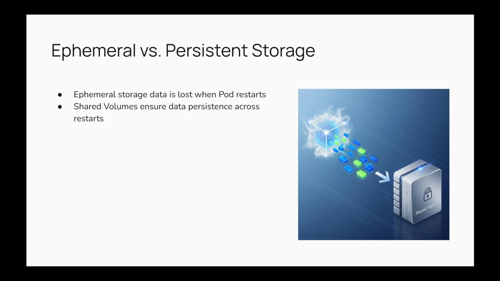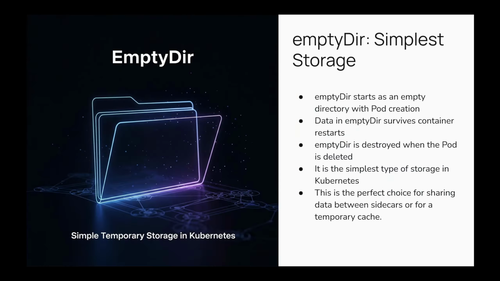Every volume you define must have a type, which determines what kind of storage backs the directory. Kubernetes supports many types, but for now, let's focus on the most common ones that you will encounter. The first one is emptyDir. This is the simplest type. It starts as an empty directory when a pod is created and is destroyed when the pod is deleted. Its data survives container restarts. This is a perfect choice for sharing data between sidecars or for temporary scratch space.